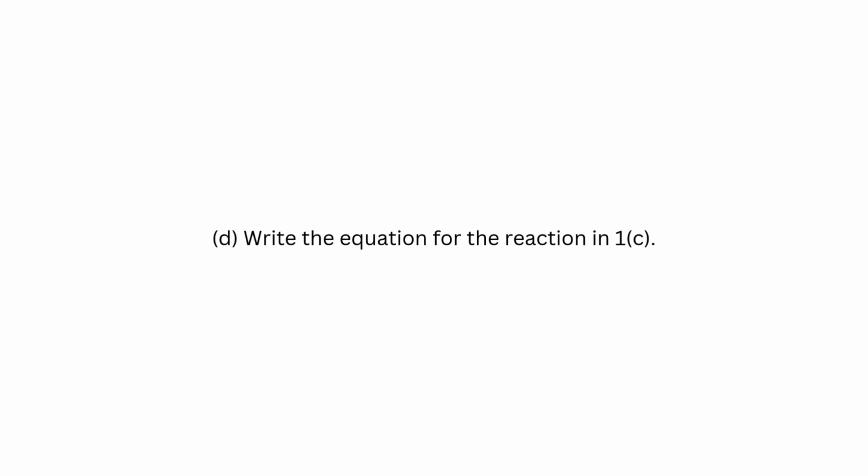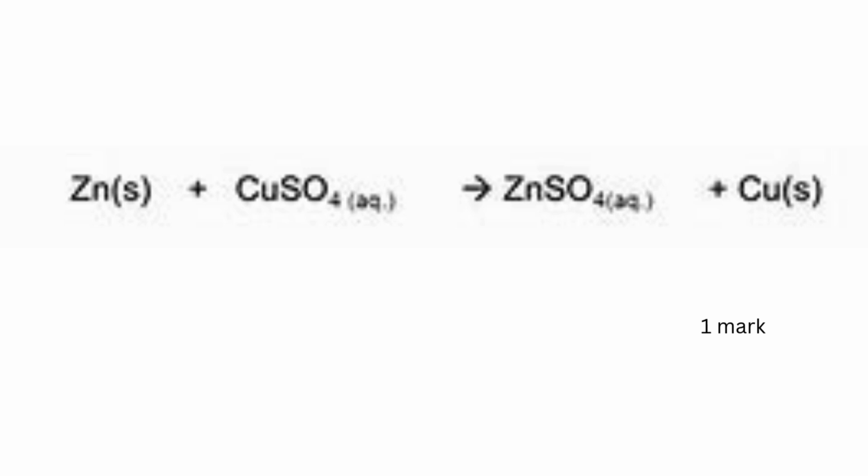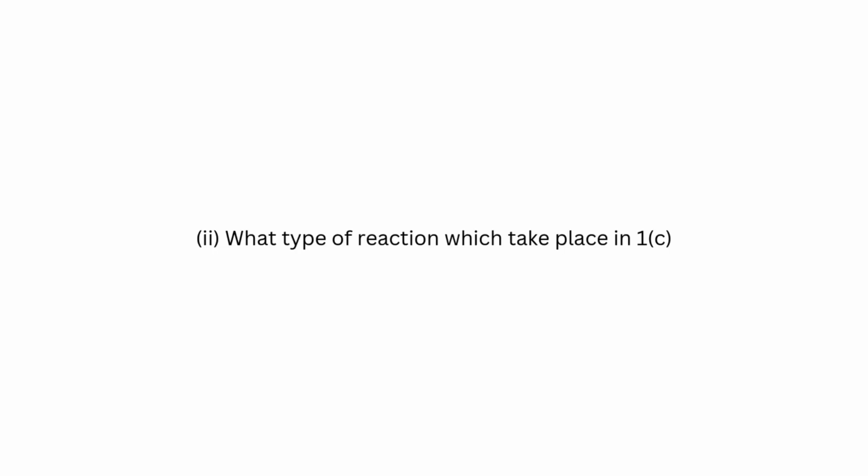The next one: what type of reaction takes place in 1C? Before the answer comes, can you guess? If you actually try to guess, are you right? Are you wrong? The answer is displacement or redox reaction, which is 1 mark. If you say displacement, right, 1 mark. If you say redox, 1 mark. So take note of all these things. You have to know which one is which, so that you can give yourself a score even before the WAEC result comes out, because you know what you are doing. And if you notice, the marks are always stated.